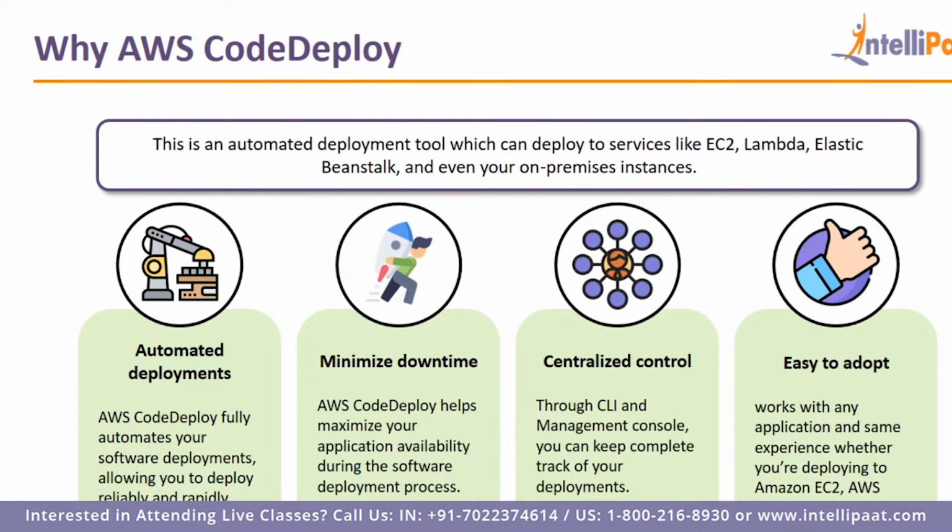And then centralized control, you can just use your command line interface of AWS or the management console, and you can control all of the operations happening in Code Deploy, Code Commit, and Code Build. And then easy to adopt, you can see works with any application, and same experience whether you're deploying it on EC2, AWS, or Lambda. That means whatever service you are deploying it to, maybe EC2 or Lambda or Fargate or Elastic Beanstalk, it provides you the same UI with the same experience. So it doesn't change, it is the same thing, but the deployment environment is different. So this is Code Deploy, guys.